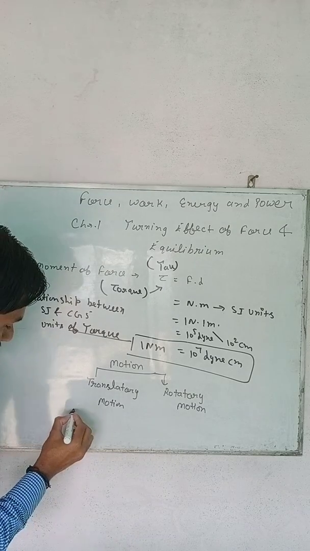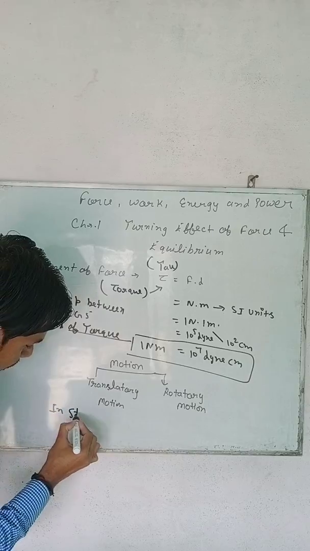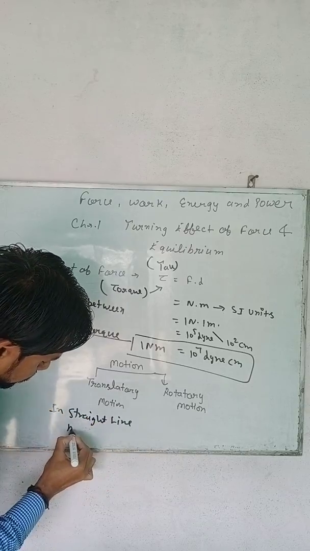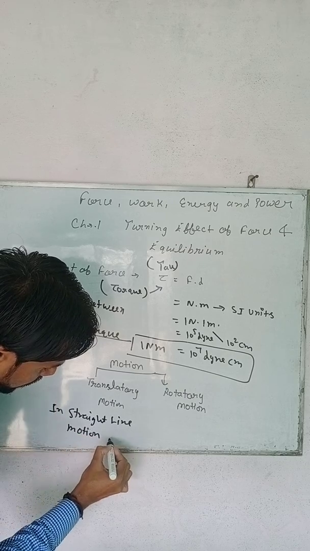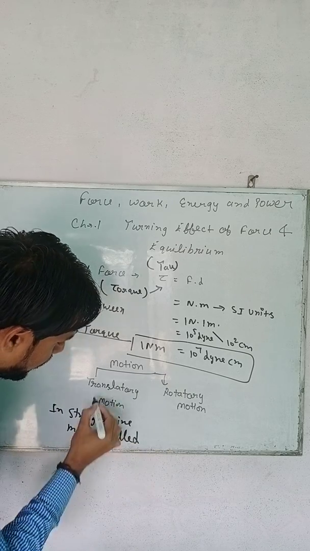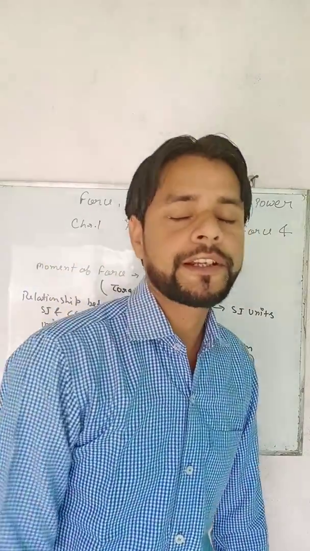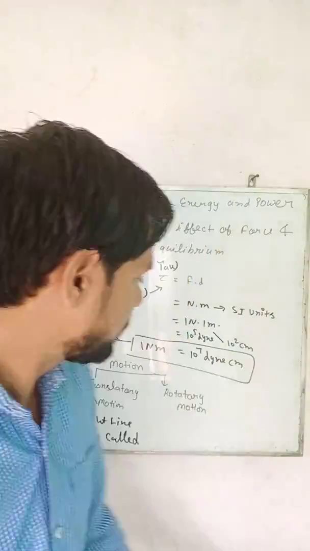Also, straight line motion is called translatory motion. Example: a bullet fired by the gun.